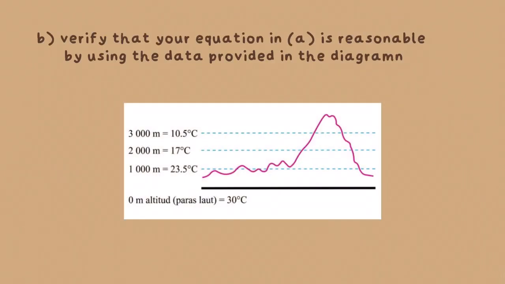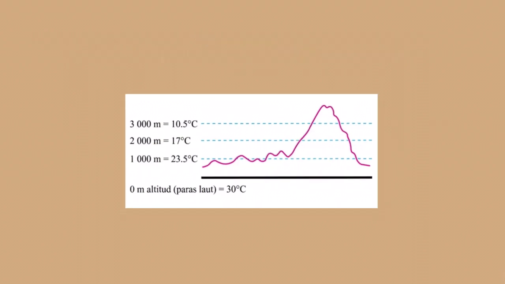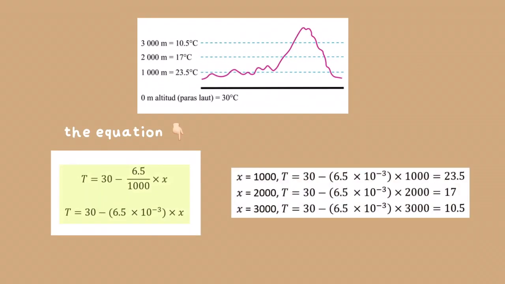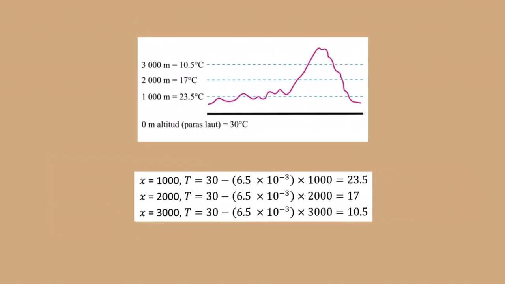B. Verify that your equation in A is reasonable by using the data provided in the diagram. From the equation we just found, we put x equals 1000 into the equation and get 23.5, and when x is 2000, we get 17, and so on. This shows that the equation is reasonable because we got the same answers as the data above.